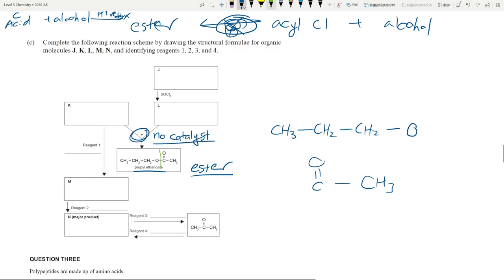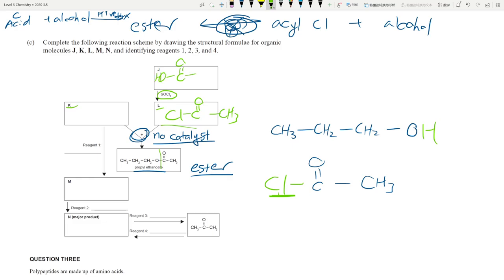So that means if I were to go back and complete the molecule, this is an acyl chloride and this is a propanol. So one is K, one is L. Obviously you can see this SOCl2 here, so that means the Cl was added in here, so Cl must go into this one. And what do we have to make this particular thing with SOCl2? So this must be COOH and this must be CH3CH2CH2OH. Okay, so that's the top half done.